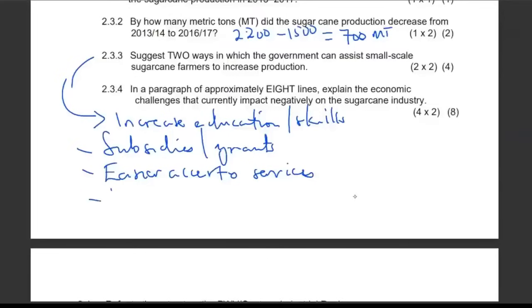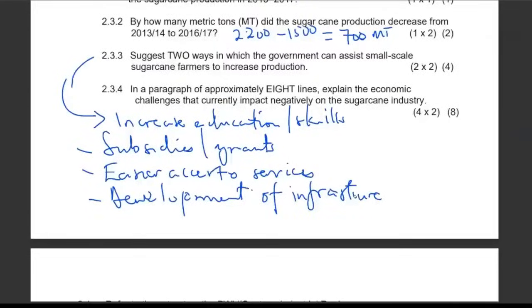Then we can also talk of development of infrastructure. The government must develop infrastructure in the areas where the farmers operate so that they can easily access whatever they need. For example, the road networks, the railway, so that they are able to transport the raw materials into their farms and also the final product, and do whatever they need to do along the provided infrastructure.